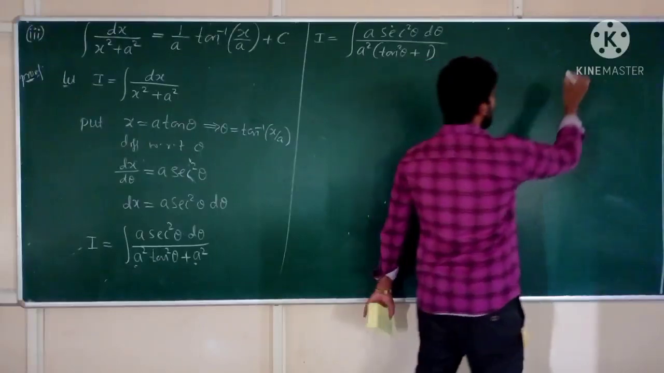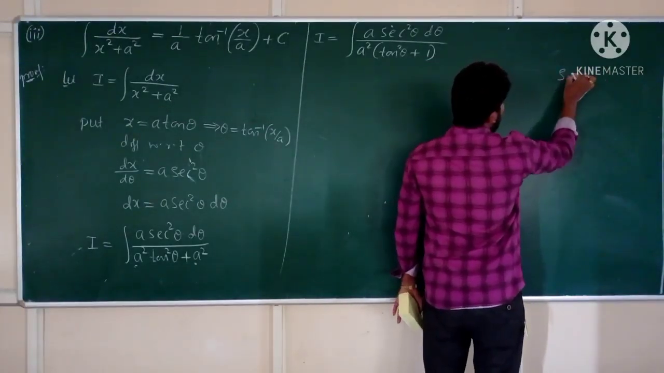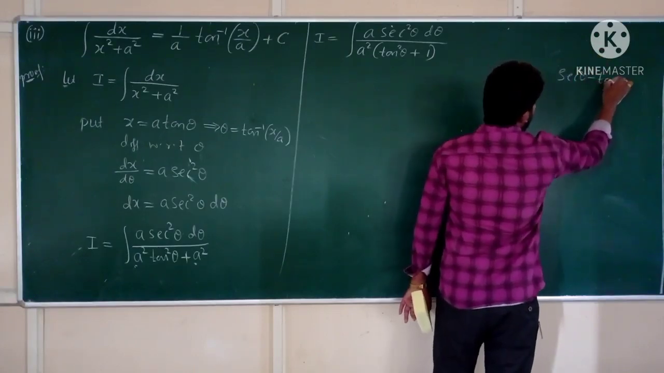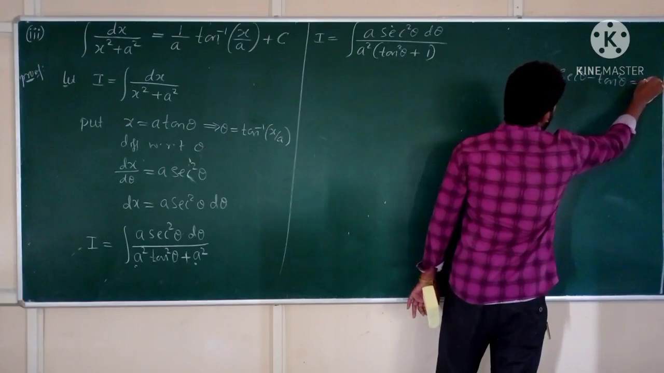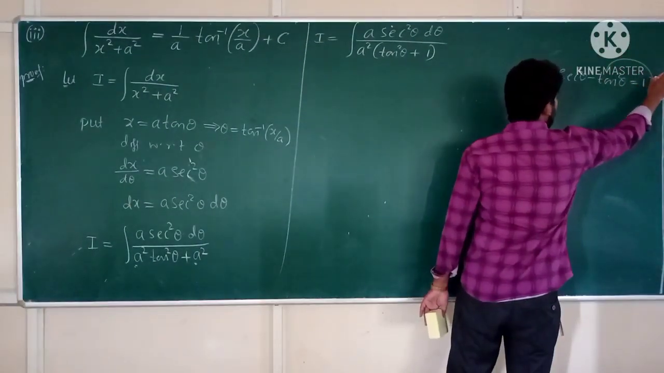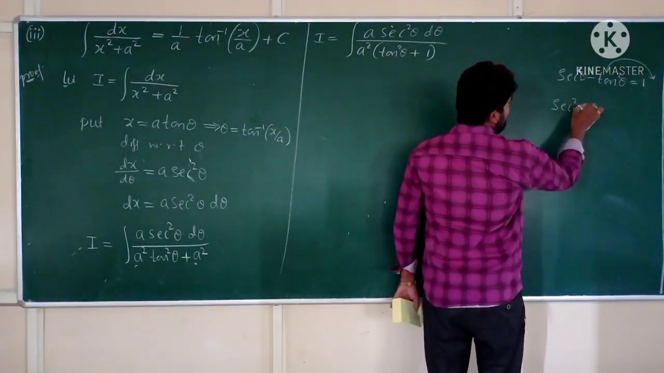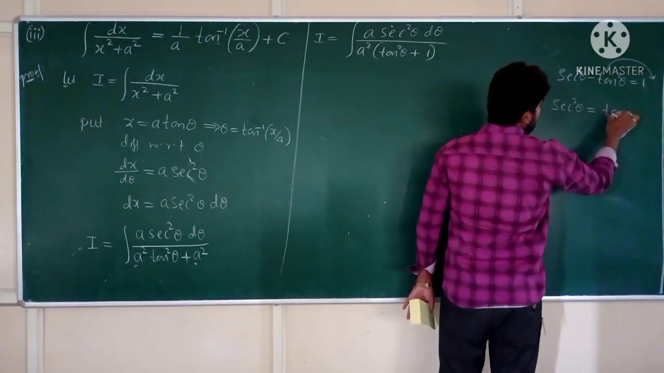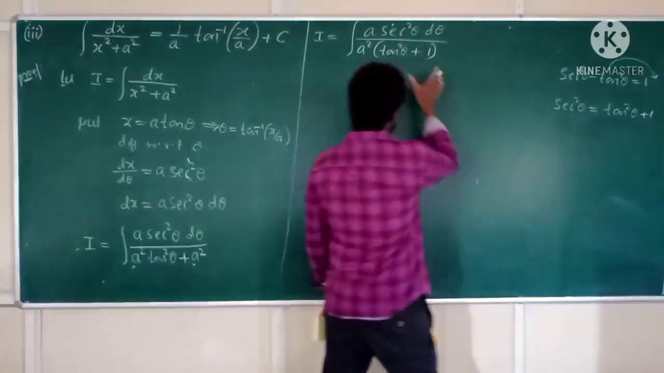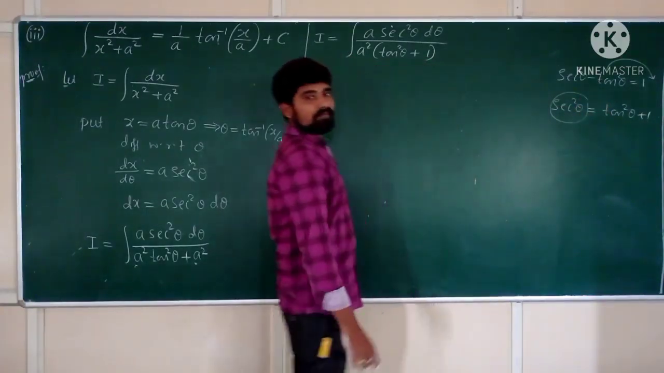We know one of the basic identities of the trigonometric ratios, that is, secant square theta minus tan square theta is equal to 1. Now by shifting this minus tan square theta towards the right hand side, it becomes secant square theta is equal to tan square theta plus 1. So in place of tan square theta plus 1, we may write secant square theta.